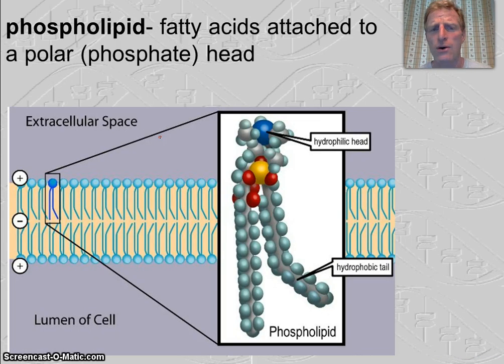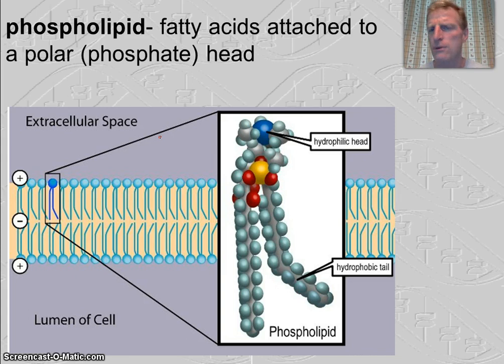Other important lipids, though, this one is two fatty acids attached to a phosphate group. Phosphate is a polar polyatomic ion, and it's attached to these non-polar fatty acids, and it's called a phospholipid. It's an important molecule in our cell membranes.